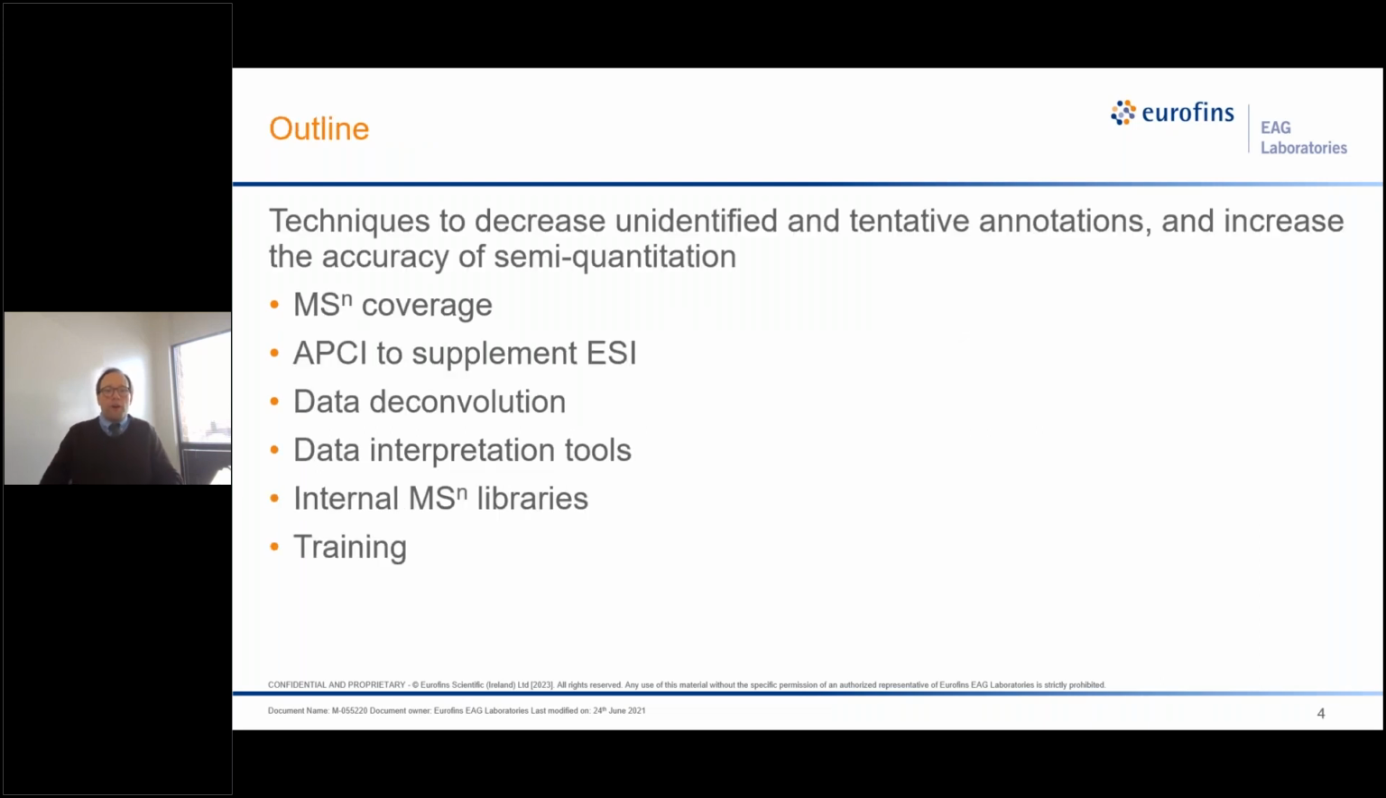So overall, what I'm going to talk about are techniques to decrease unidentified and tentative annotations and increase the accuracy of semi-quantitation. And this covers all aspects of the data collection and interpretation process, and we'll kind of follow it through in a chronological order. But the topics that we're going to cover are MSn coverage, APCI to supplement ESI, so these are ionization techniques for LCMS, data deconvolution, data interpretation tools, internal MSn libraries, as well as training.